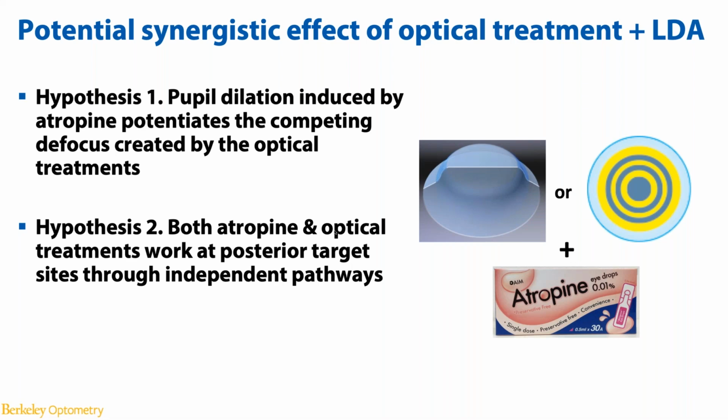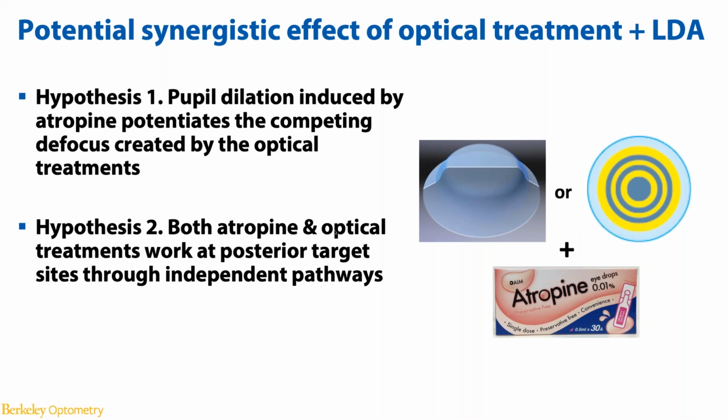The first hypothesis is basically saying that low-dose atropine is still enlarging pupils slightly, and having a slightly enlarged pupil potentiates the competing defocus created by the optical treatments. And if this hypothesis is true, then we don't actually need to use atropine; anything that can slightly dilate the pupil will tend to have a synergistic effect with an optical treatment.